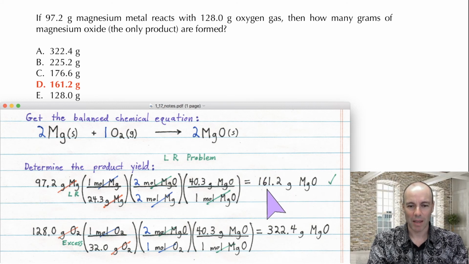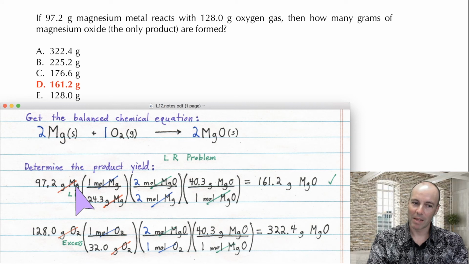And you know that this is the right answer for a couple of reasons. First of all, you have enough oxygen available to get you 322.4 grams of magnesium oxide, but you only have enough magnesium available to get you to 161.2 grams. So once you form this many grams of product, your magnesium is done. You can't form any more product, but you have enough oxygen to get you more product than that, up to 322.4. So using that thought, the magnesium being done, that will be the amount of product you get.